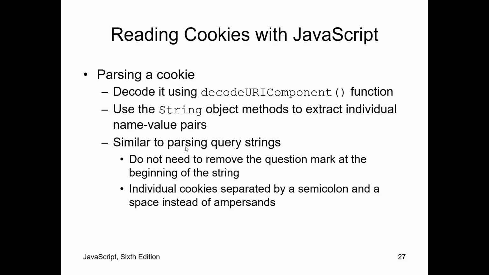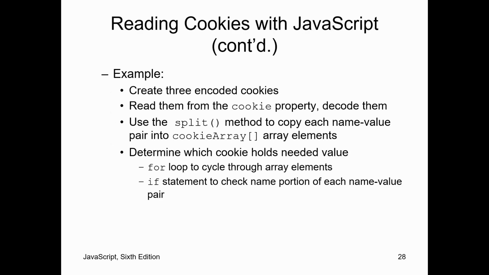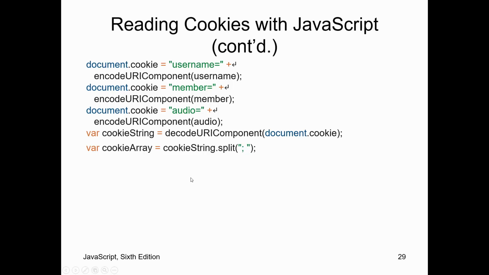When you parse a cookie, you're breaking down its individual components. You can use the string object and its methods to extract the individual name-value pairs. It says here, example: create 3 encoded cookies. Read them from the cookie property and decode them. Then use split to copy each name pair into a cookie array. Then determine for each cookie the values. So here's how you could do that.